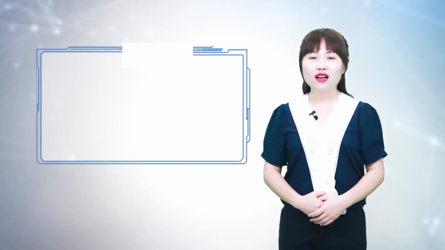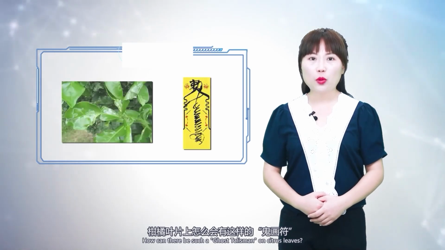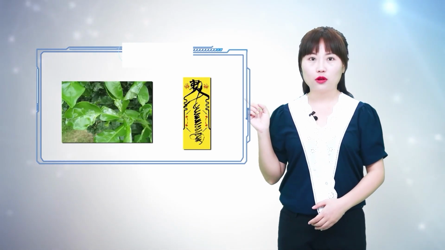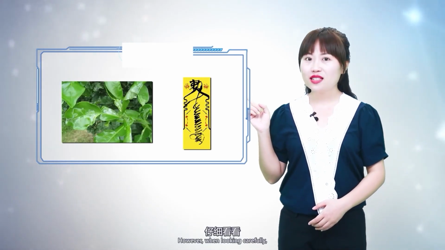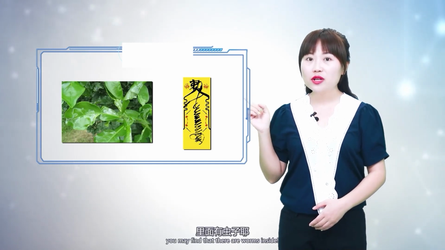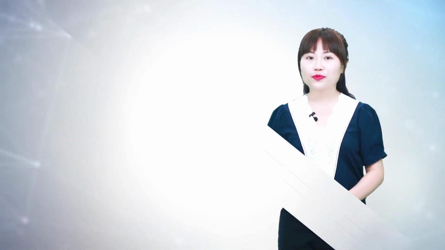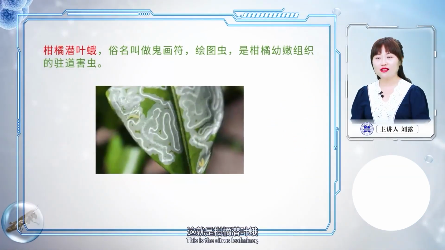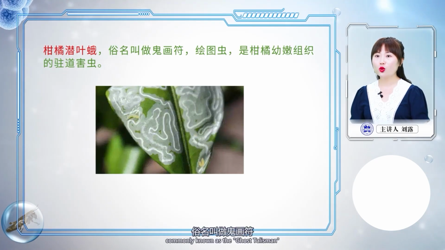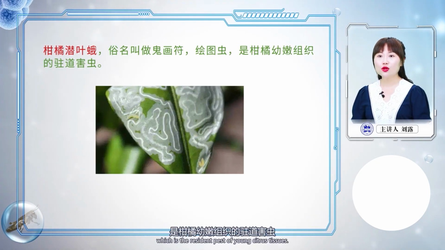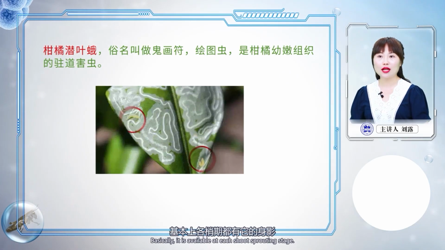It is scary. How can there be such a ghost talisman on citrus leaves? However, when looking carefully, you may find that there are worms inside. Let's talk about this pest today. This is the citrus leaf miner, commonly known as the ghost talisman and drawing pest, which is the resident pest of young citrus tissues. Basically, it is available at each shoot sprouting stage.